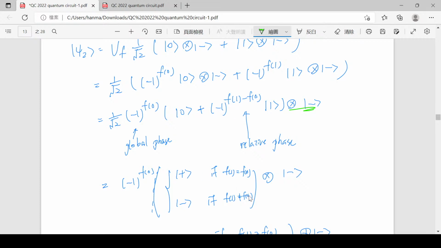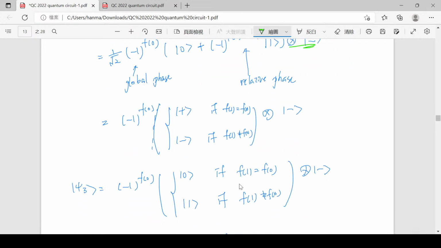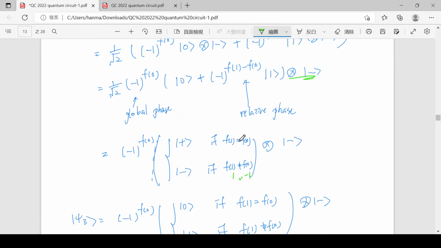And if f of 1 does not equal f of 0, then the subtraction is either plus 1 or minus 1, because they are either 0 or 1. Whichever is the case, minus 1 to the 1 is minus 1, and minus 1 to the minus 1 is minus 1. And this will be 0 minus 1. Okay, so this will become the minus state.